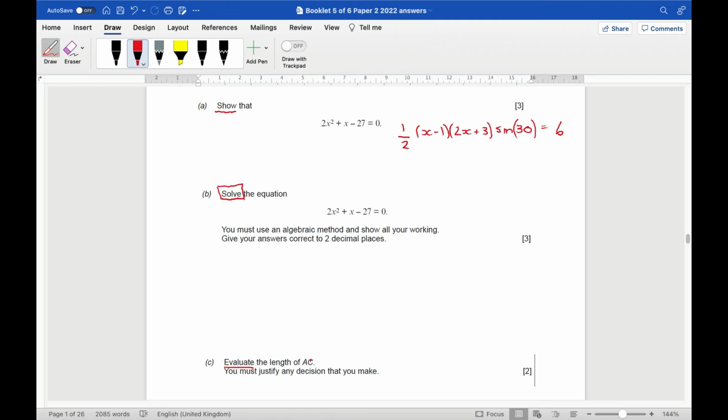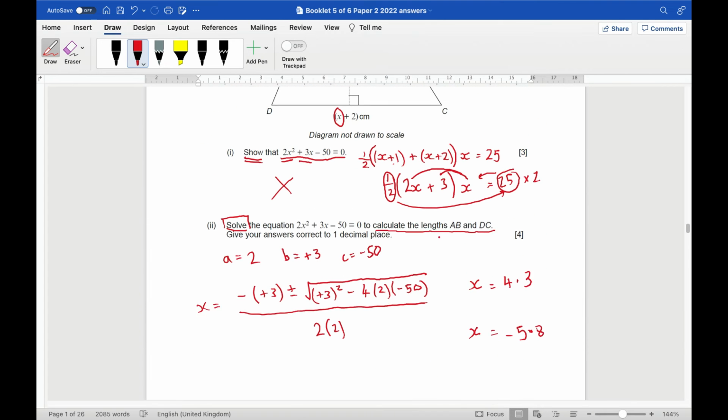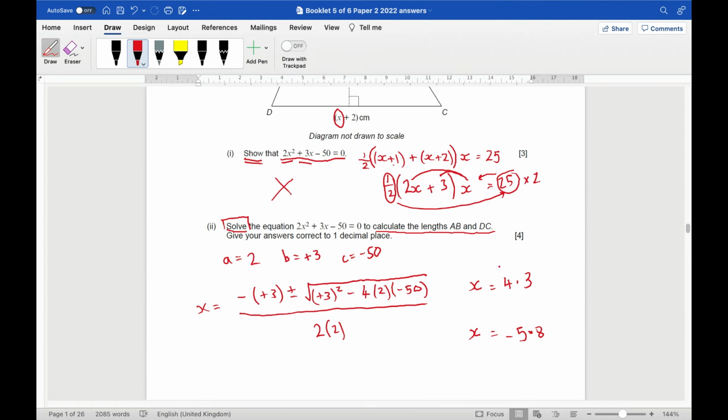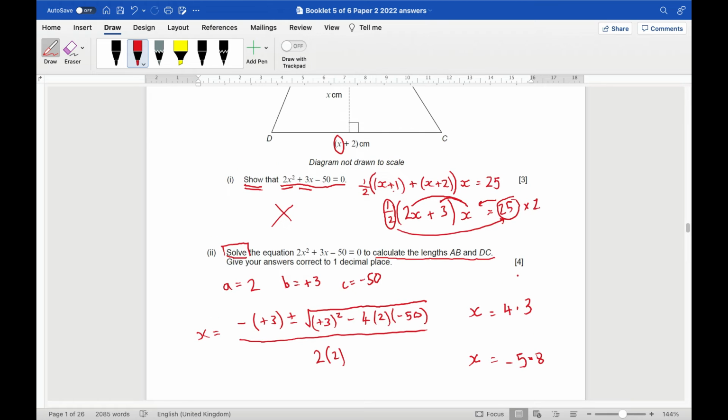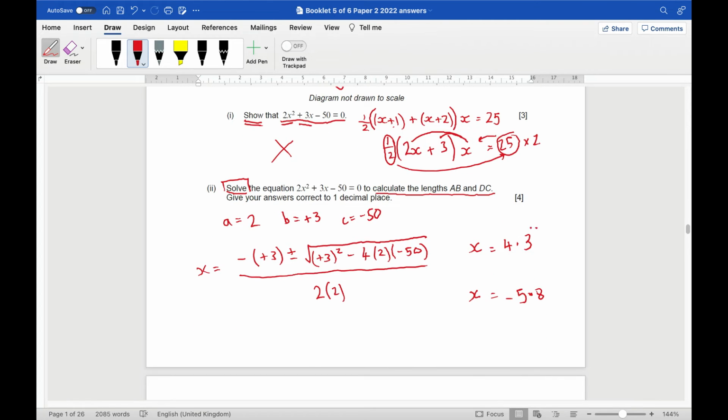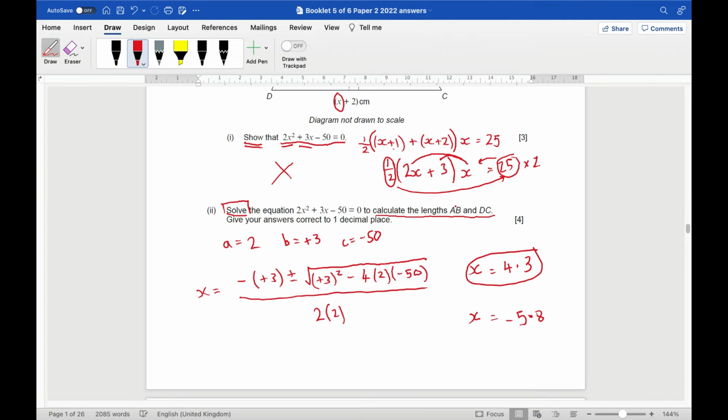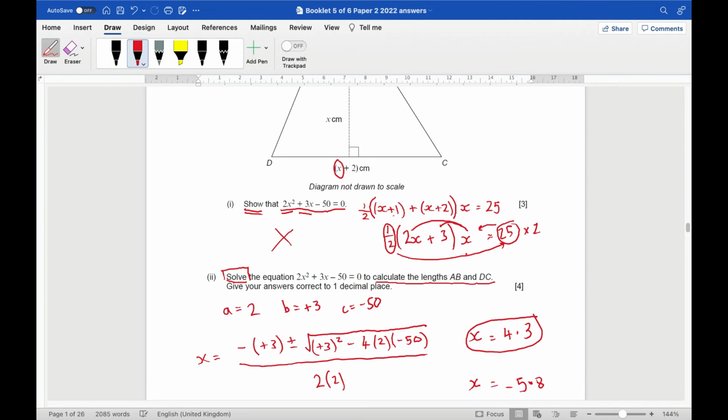Now, this brings me on to what normally is a part C, like it is in this question. Evaluate your answer. In this case, it is impossible to have two answers, right? The lengths are either that or that. Now, the lengths cannot be negative. So at this point, you would circle this one and say that is the one I'm using. If there was a part C, you'd say I'm not using minus 5.8 because it's negative.